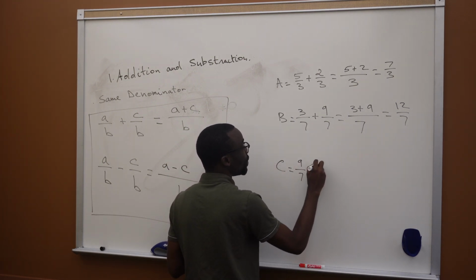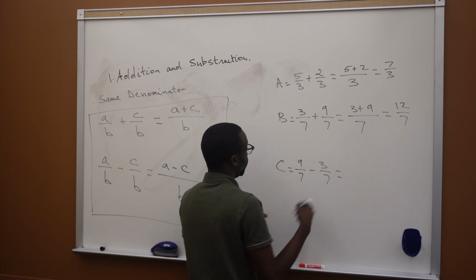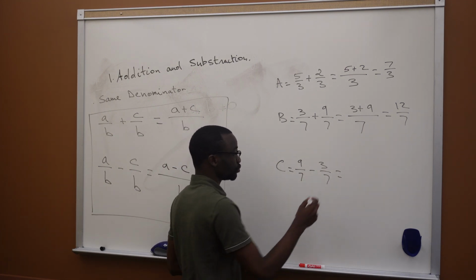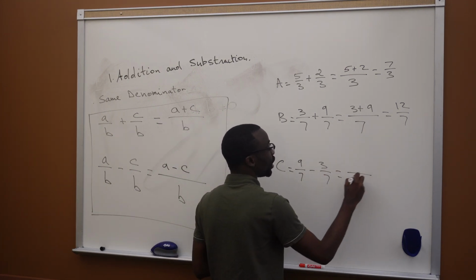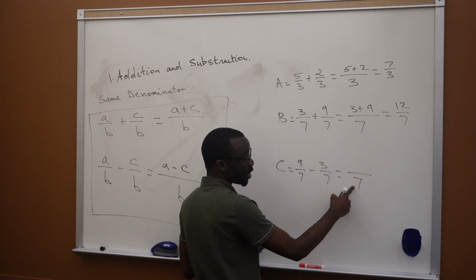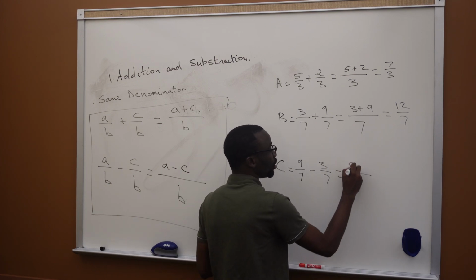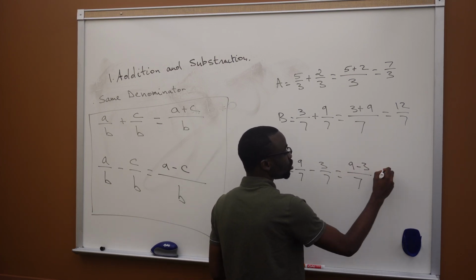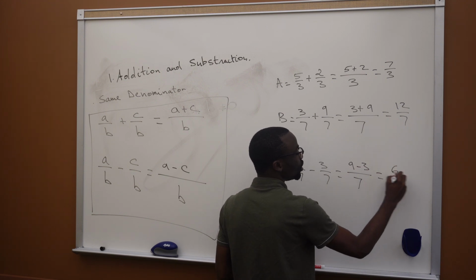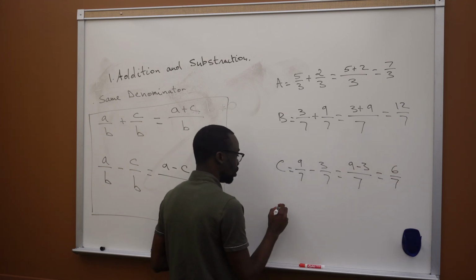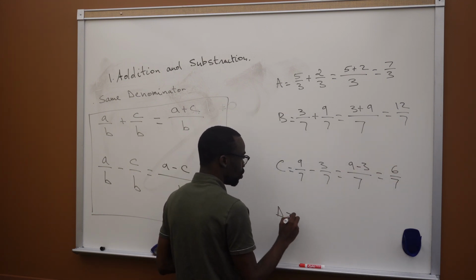9 over 7 minus 3 over 7. The game is the same. I keep the denominator as it is, the bottom part, and I subtract the top. What is 9 minus 3? It's 6 over 7. Let's do one more example.